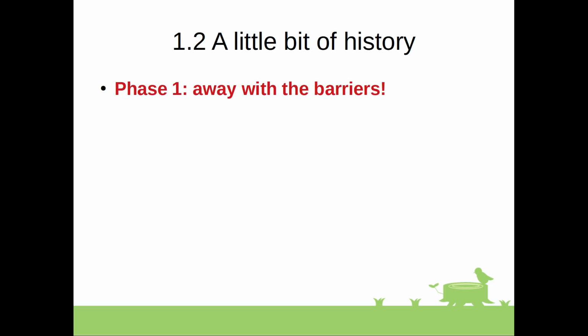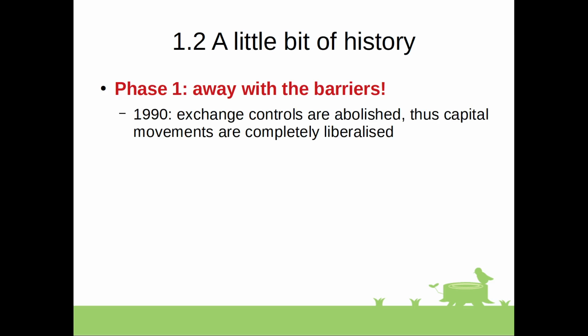level. So, his three-step plan begins with phase one, away with the barriers, I called it. So, in 1990, you actually have the exchange controls abolished or eliminated. Thus, capital movements are completely liberalized. This just makes stuff like trade easier. If a Belgian company wants to deal with a German one, this will make it easier for them.